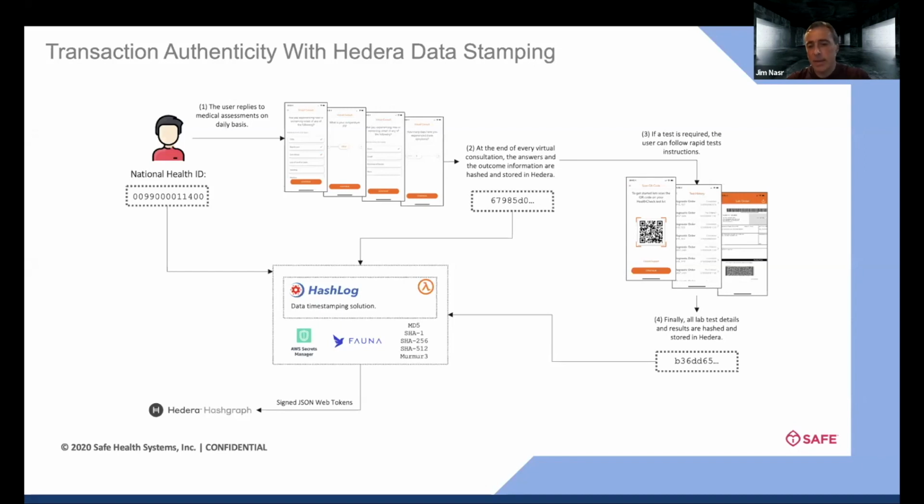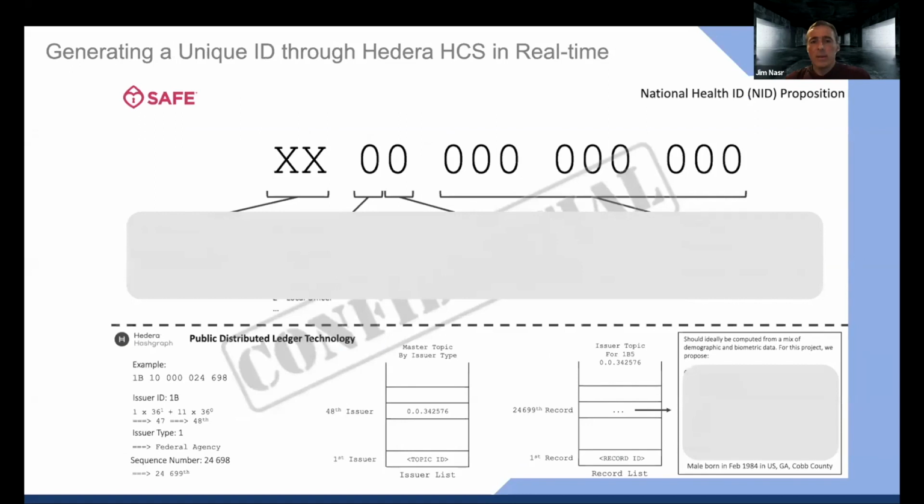You can trust the cryptography and Hedera's infrastructure. All right, moving on. So Ken also mentioned that we generate a unique ID. We call it the National Health ID.